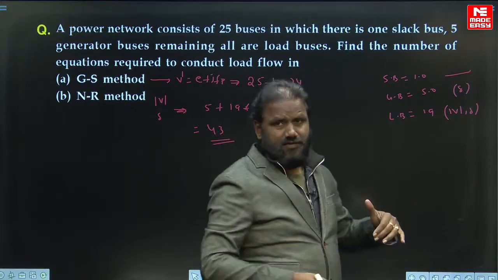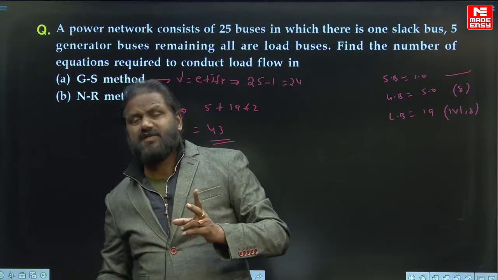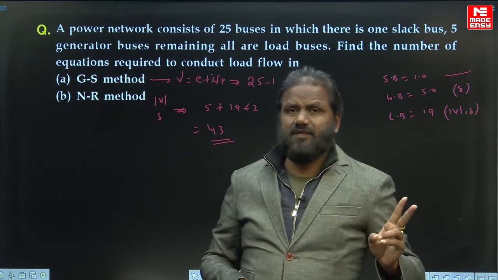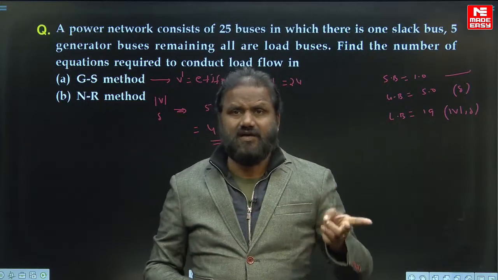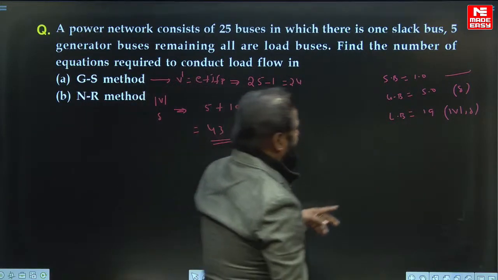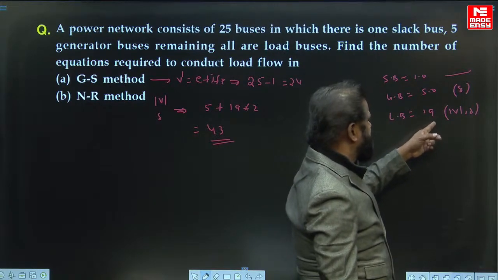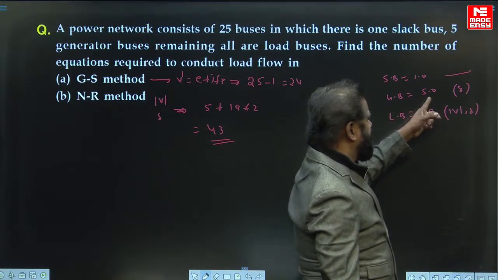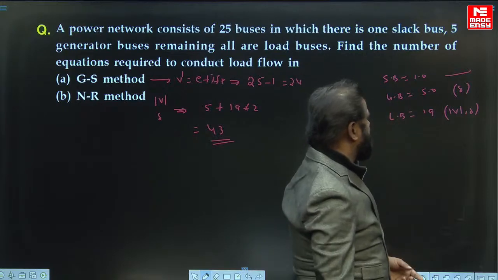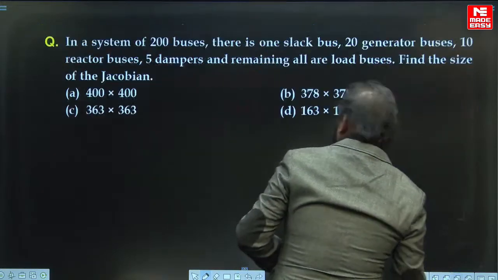If it is the Newton-Raphson method, two equations are separately written, one for the V and one for the delta. So for the 19 load buses, one V, one delta, that is 19 into 2, 38, and for the generator buses only 5 into 1, 5. 38 plus 5 equals 43 equations are required.